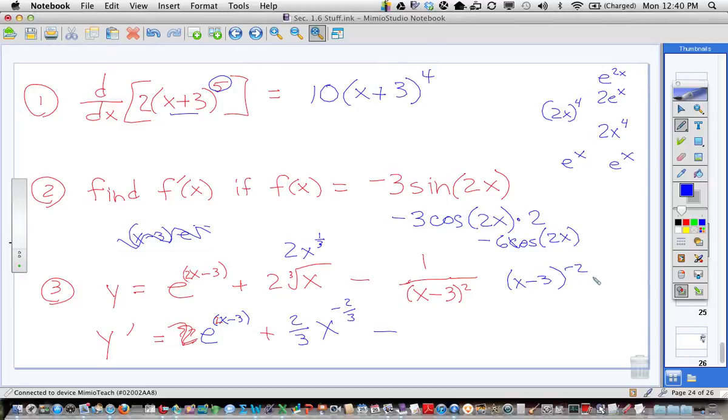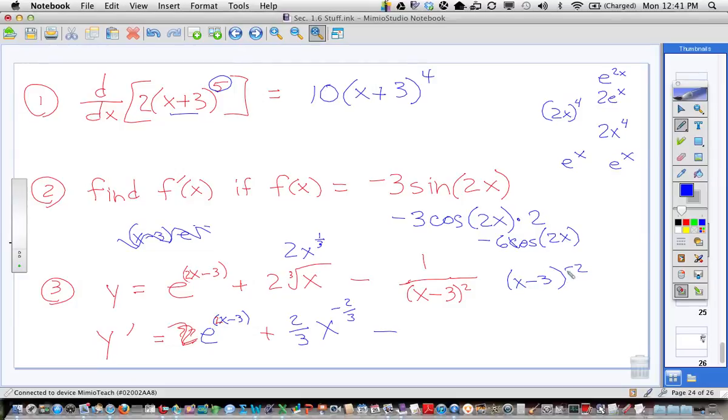To the negative second power. X minus 3 squared on the bottom is the same as x minus 3 to the -2. You have to do that before you can do the power rule. You can't just try to bring that 2 down in front down there. That doesn't work. The rule doesn't say you can do that within a fraction.